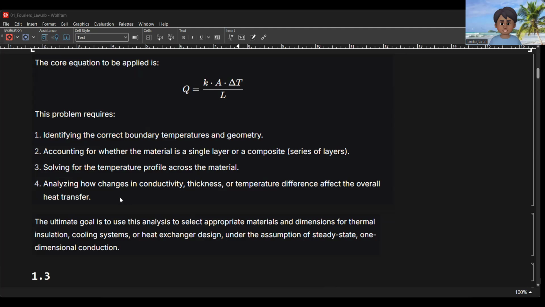Evaluate how changes in thermal conductivity, thickness, and temperature difference influence the heat transfer rate. So this analysis provides the foundation for designing and evaluating heat conduction systems in engineering applications.